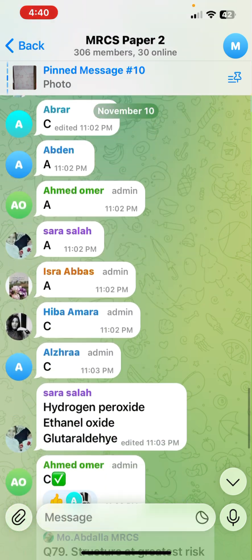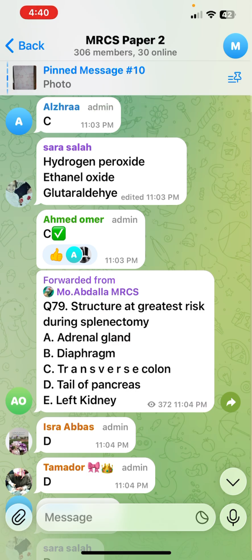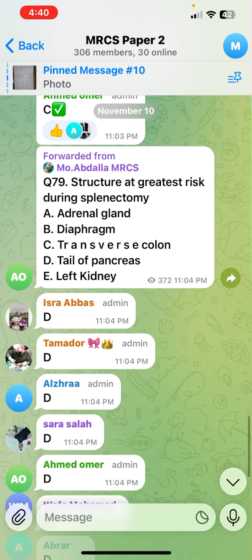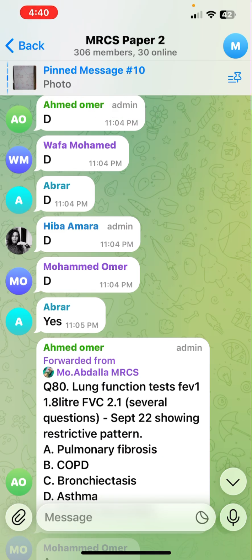So let us see. Structure at greater risk during splenectomy: it is the tail of the pancreas. Lung function test, FEV1 1.8, FEV1/FVC showing restrictive pulmonary fibrosis.